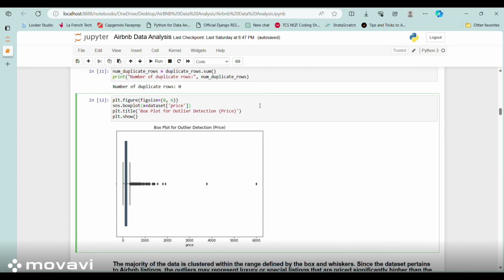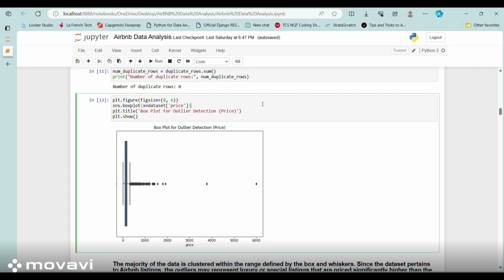We have created a box plot to visualize the distribution of prices for Airbnb listings. In the box plot, we can identify potential outliers as data points that fall significantly above or below the whiskers of the box. Outliers can be valuable in identifying unique listings or anomalies in pricing. The price column is a crucial factor in our analysis, and identifying outliers will help us understand pricing variations.